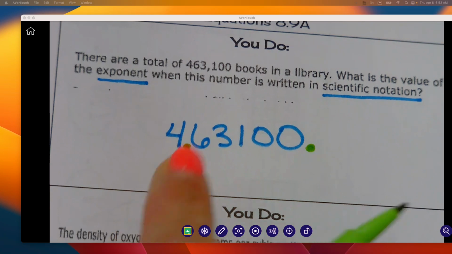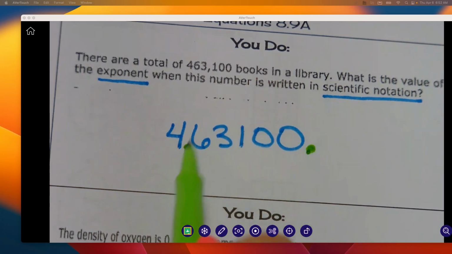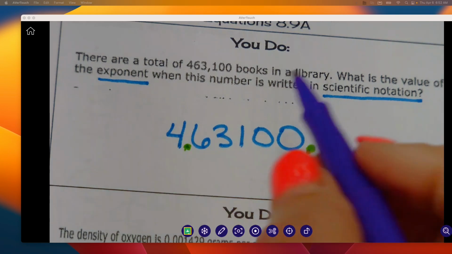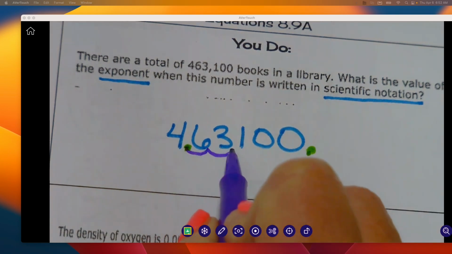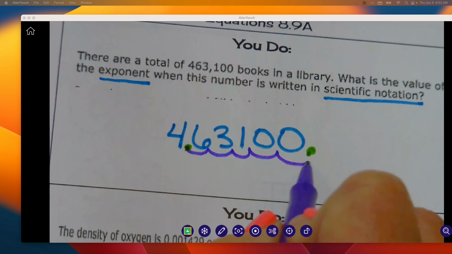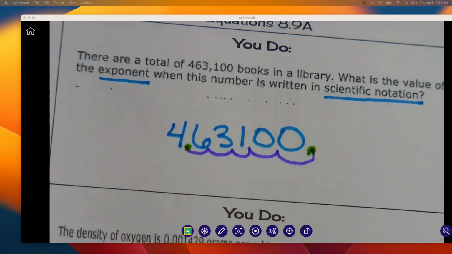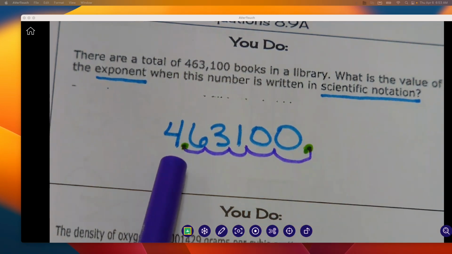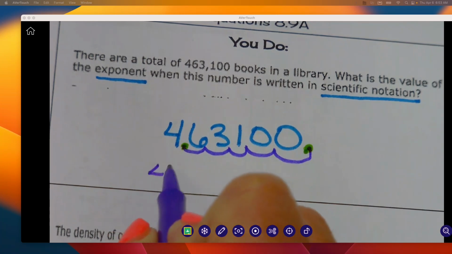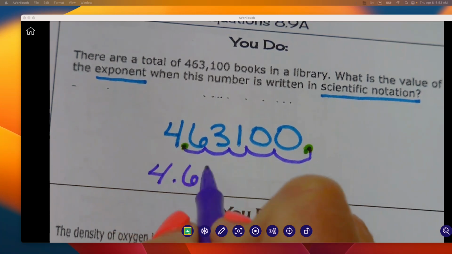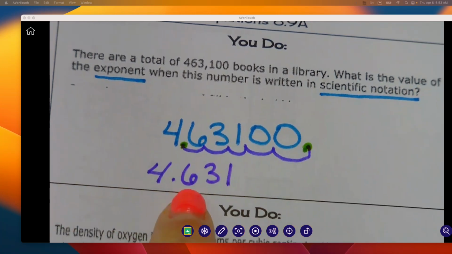Here's my original decimal point. Here's my new decimal point. So I'm going to count 1, 2, 3, 4, 5. So I moved it 5 places. What I'm going to do is rewrite this. So I have 4.631. That's my base number.